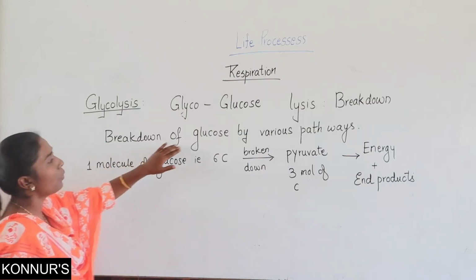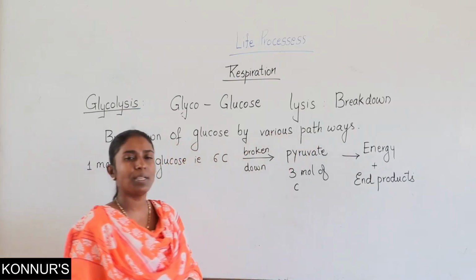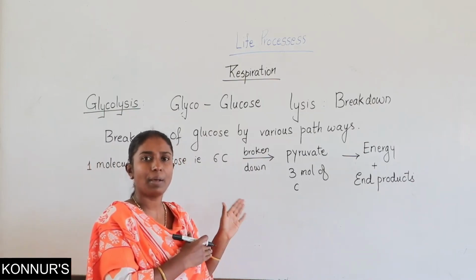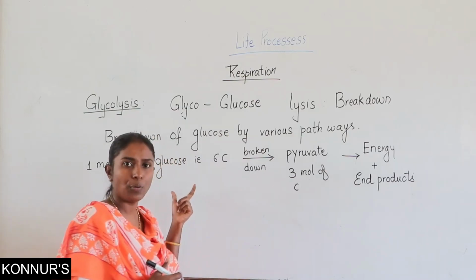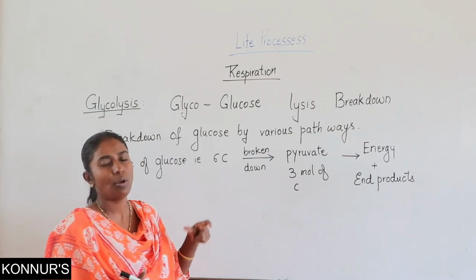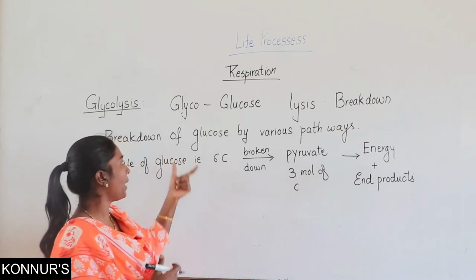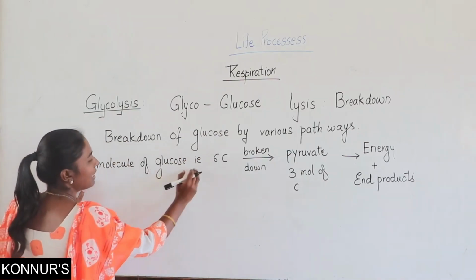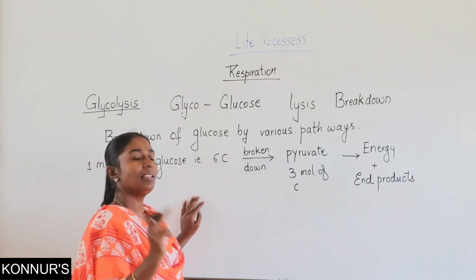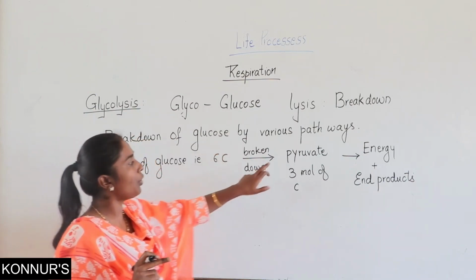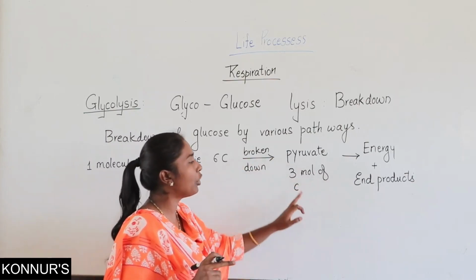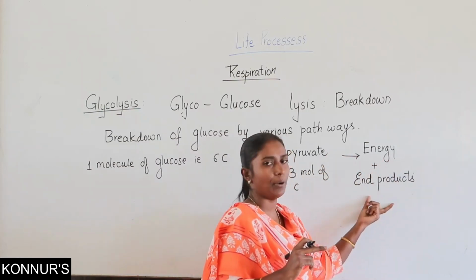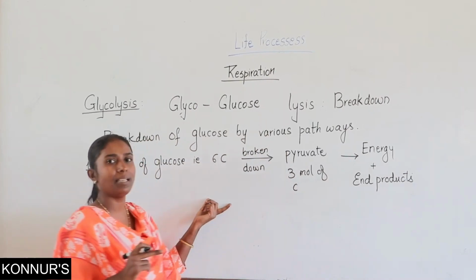Now, in that breakdown of glucose by various pathways, when in the presence of oxygen, what end products are produced, and in the absence of oxygen, what end products are produced by the breakdown? Let us study. Before that, let us know that one molecule of glucose, that is C6H12O6, in this 6 carbon is broken down into pyruvate. Pyruvate is nothing but 3 carbon molecule. Along with end products, energy is produced, and this breakdown takes place in the cytoplasm.